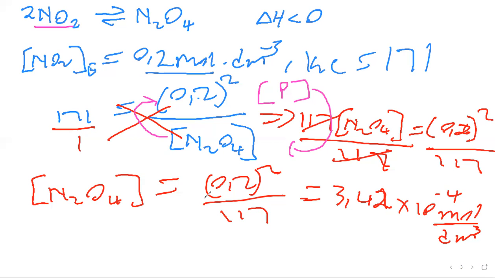And then for my product, it's the same thing. n is equal to C times V. Concentration is 6.84 multiplied by my volume 0.08, and it's going to be 6.84 multiplied by 0.